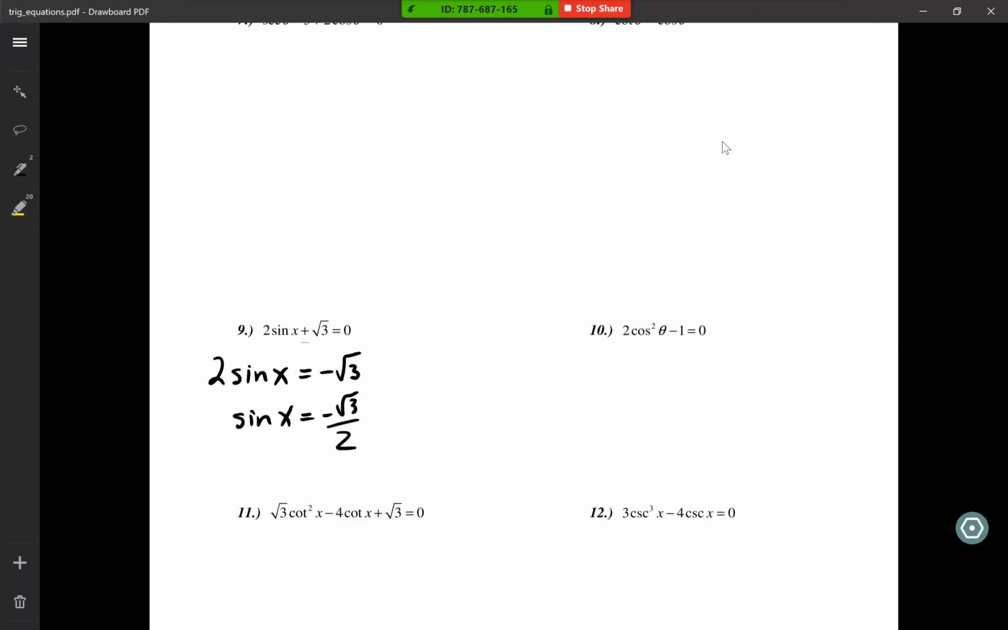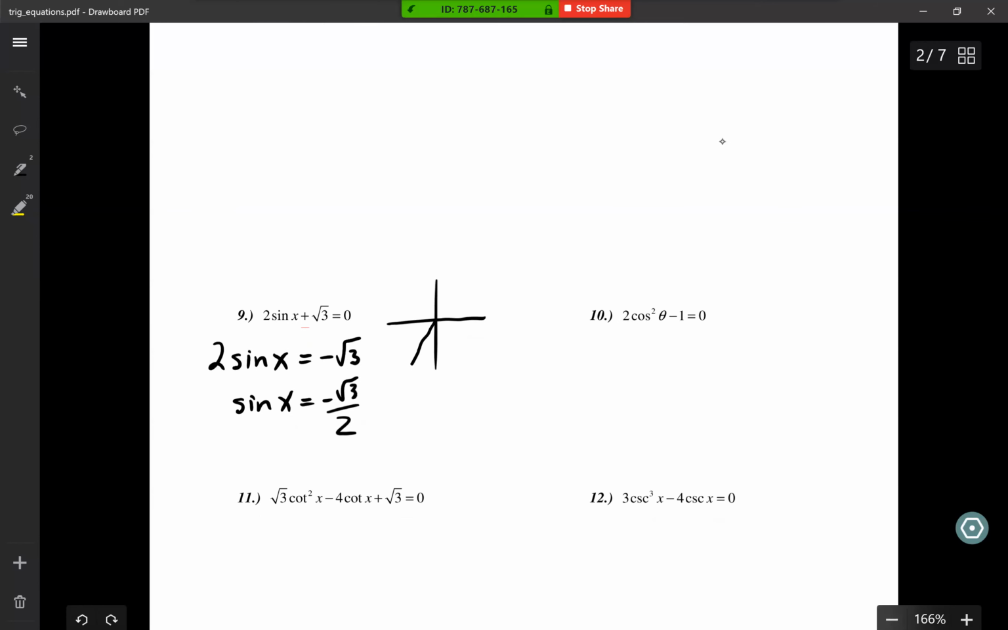Okay, so the first thing, again, I'm looking for x values so that when I take the sine of x, I get negative root 3 over 2. So the first thing I'm going to think about is I have a negative sign here. So what quadrants am I looking for angles for? What quadrants am I interested in? 3 and 4, right? So I've got an angle down here, and an angle down here that I'm looking for.